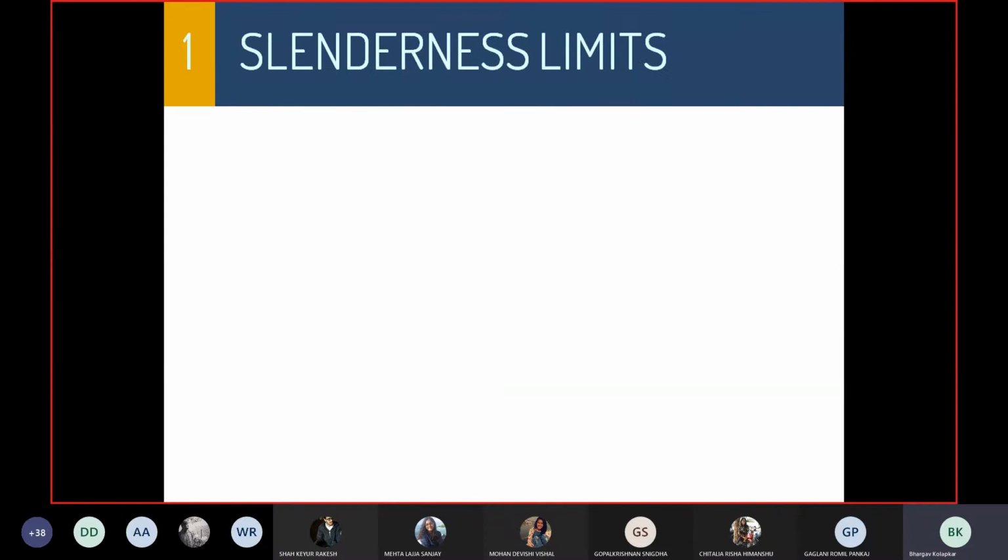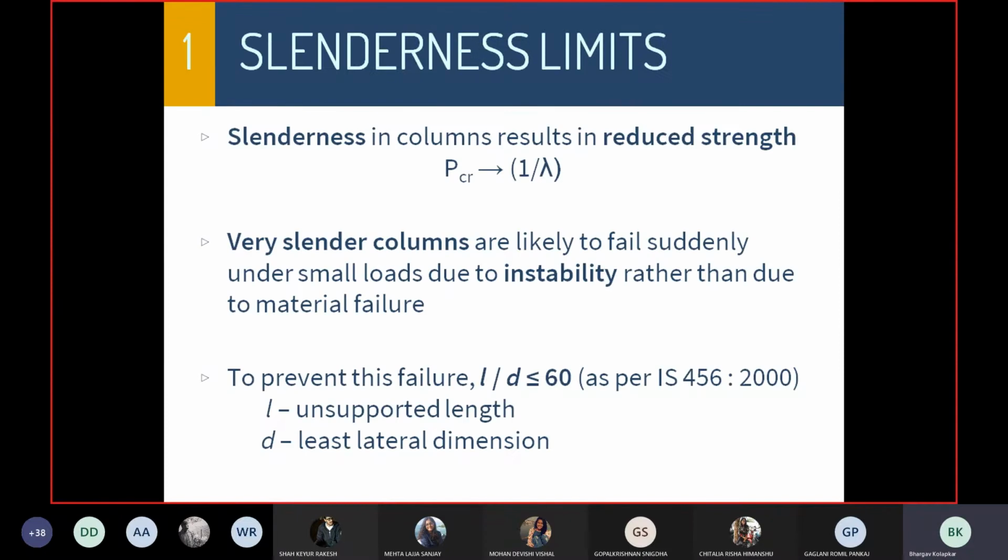The first thing that we looked at are slenderness limits, wherein we looked at an established concept that the more slender the column, the lesser is the load that it can take. And therefore, there has to be a certain upper limit to this. You cannot have as much slender a column as you want. So we saw that the upper limit to this is a slenderness ratio of 60. So in no case will your slenderness ratio be greater than 60. We looked at an example wherein we said that if it's a 6 meters unsupported length, then the minimum dimension that your column should have is 100 mm. So this is where we stopped.